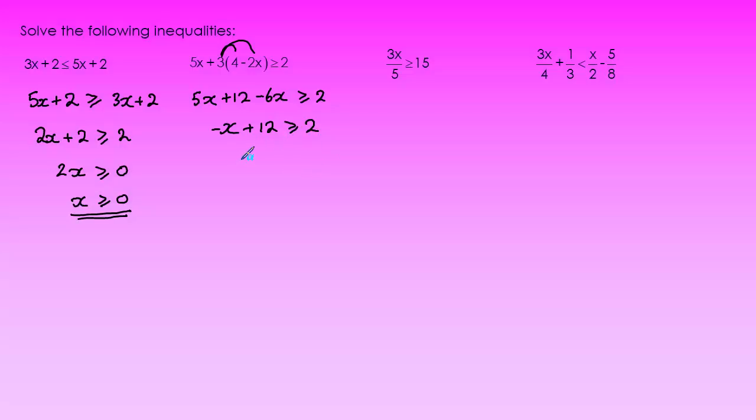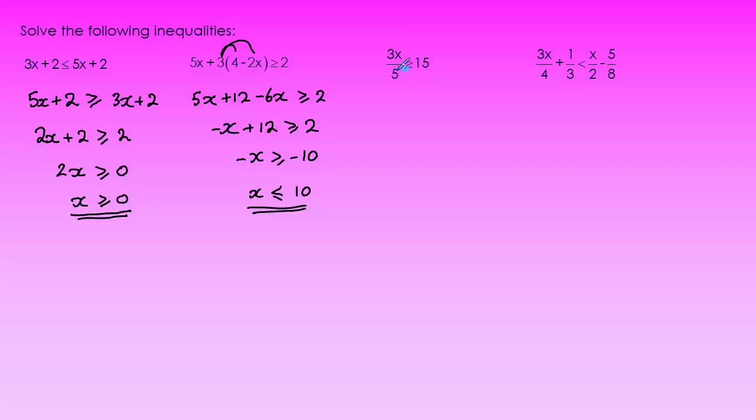Subtract 12 from both sides, then this side becomes just negative x. 2 take away 12 is negative 10. Divide both sides by negative 1. This one becomes x, this one becomes 10, and we divide it by a negative, so we need to reverse the inequality sign.